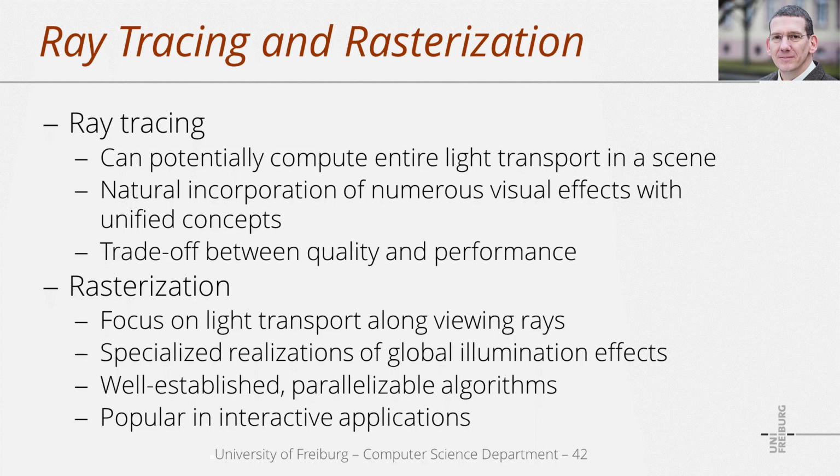Now in rasterization, there's a clear focus on the light transport along viewing rays. By applying the projection transform in the rendering pipeline, we basically establish viewing rays. If we are interested in any other light transport in the scene, for instance shadow rays, then we need specialized realizations. On the other hand, rasterization algorithms are well established, typically parallelizable in a perfect way, and therefore conveniently realizable in hardware. This is what makes them popular in interactive applications.